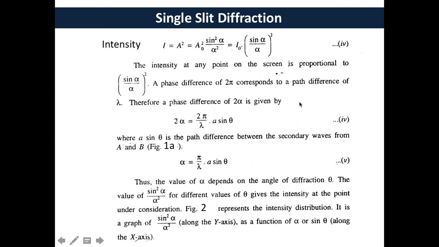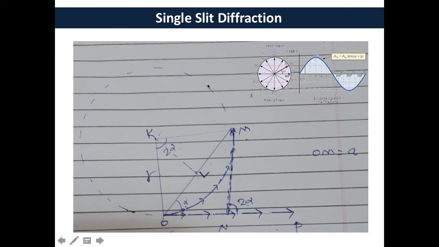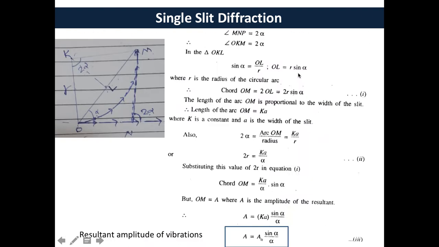Okay, so now we know the resultant amplitude, intensity, and constructive and destructive interference conditions for diffraction. Now we will take the central maximum. The central maximum is nothing but this one. This is the central maximum. So we will find out the condition for this central maximum.